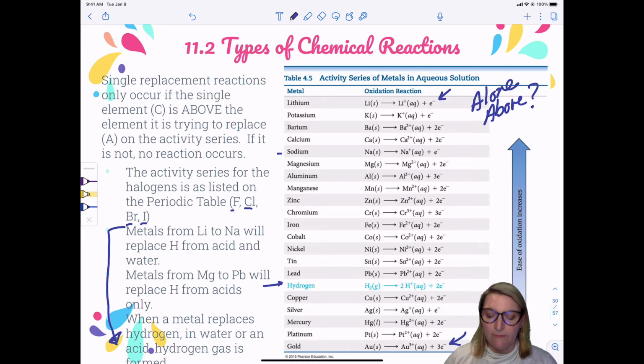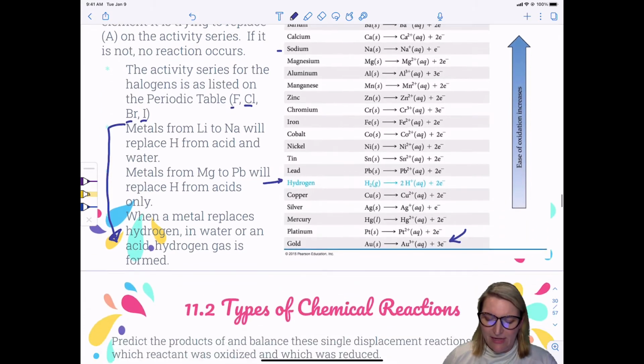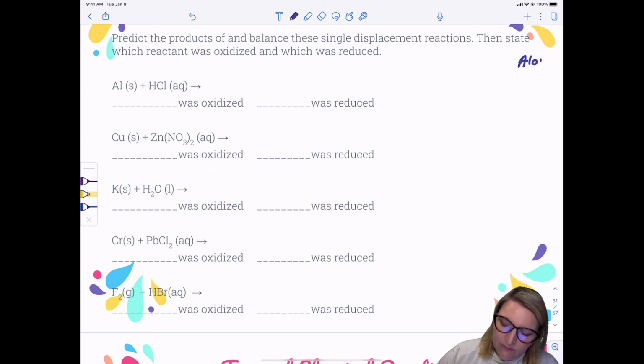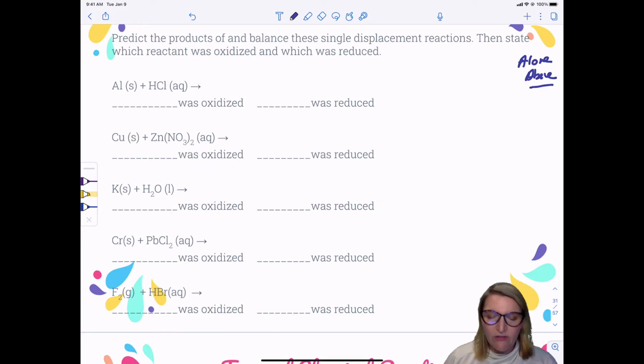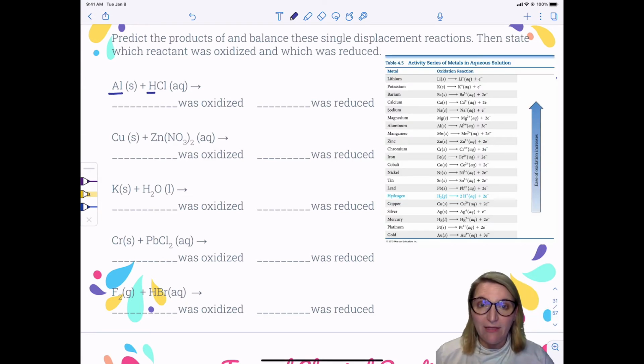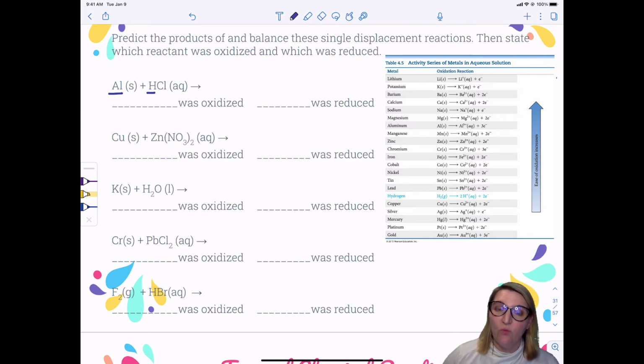That's really important. So let's look and see how this actually works. Okay, so predict the products: we predict whether it's going to happen, and then if it reacts, what are the products? So again, alone above. That's what I'm asking myself. So the question is, is aluminum above hydrogen? So then you go look back at the table, and is aluminum above hydrogen? And it is. So that means a reaction will occur.